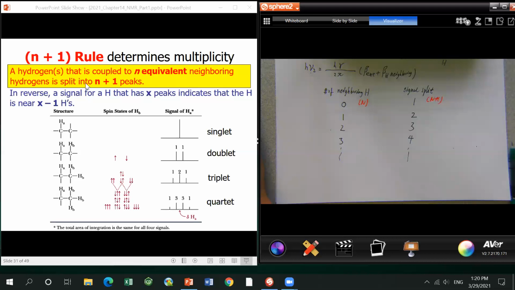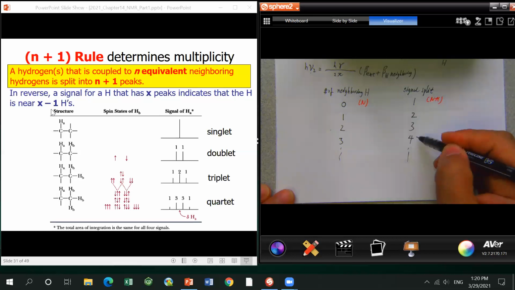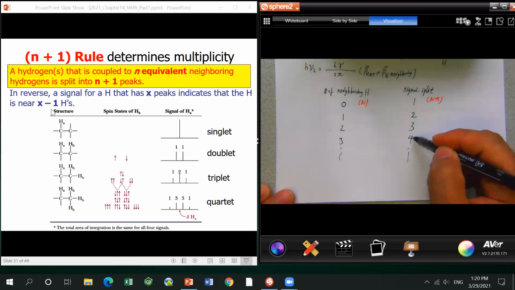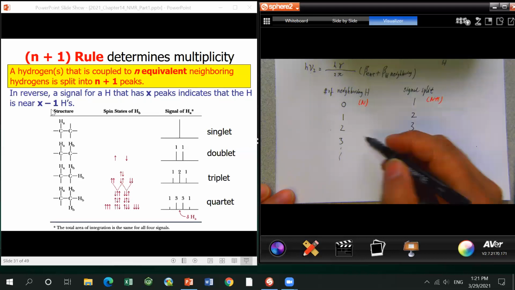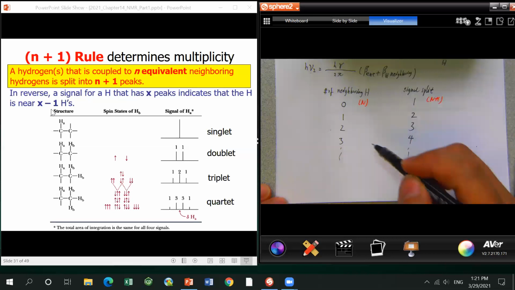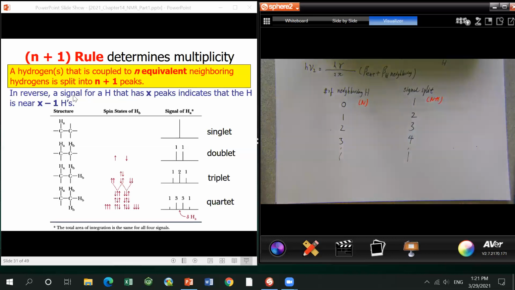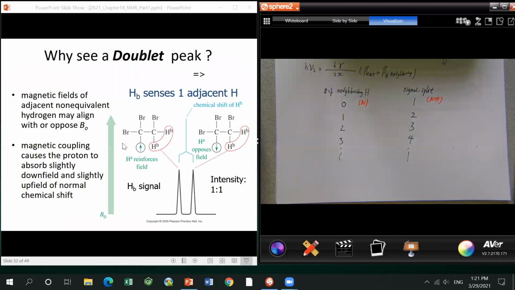So what does that mean? If you see a signal split into X peaks, that indicates the proton has X-1 neighboring hydrogens. For example, if we see 4 peaks, which we call a quartet, for 1 signal, we know this hydrogen has 3 neighboring hydrogens. That's a very important rule that helps figure out the whole structure.